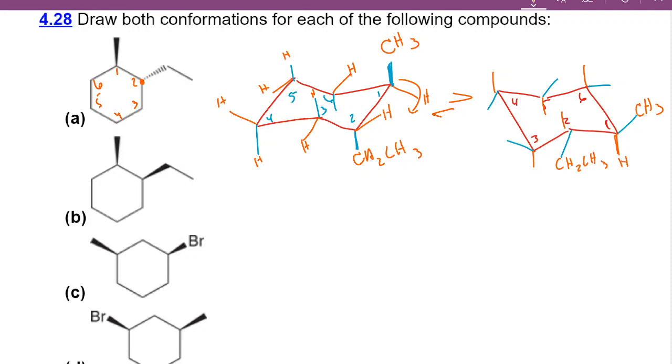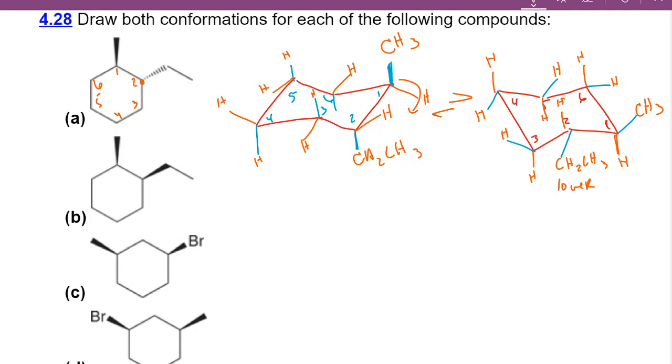So which of these two conformations do you think would be lower? Well, on the left conformation both of the groups are axial, and on the right they're both equatorial. So this is definitely the lower energy conformation for this molecule.